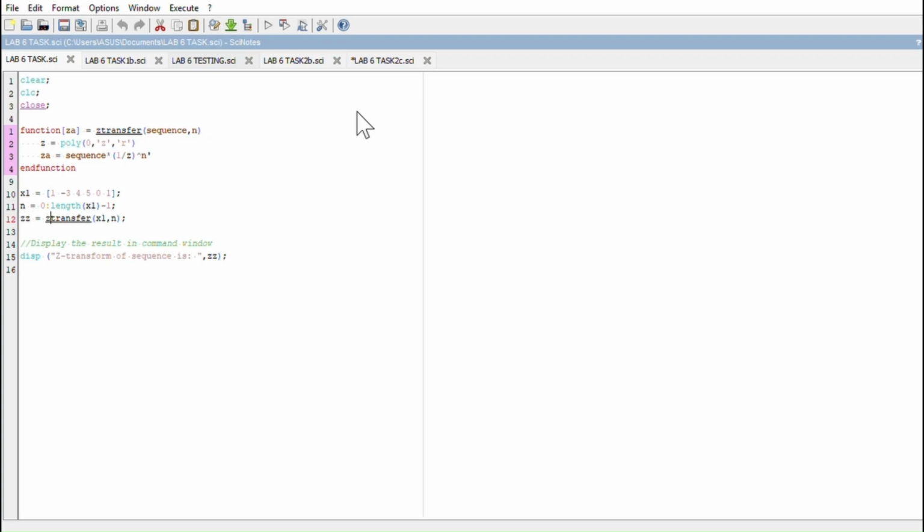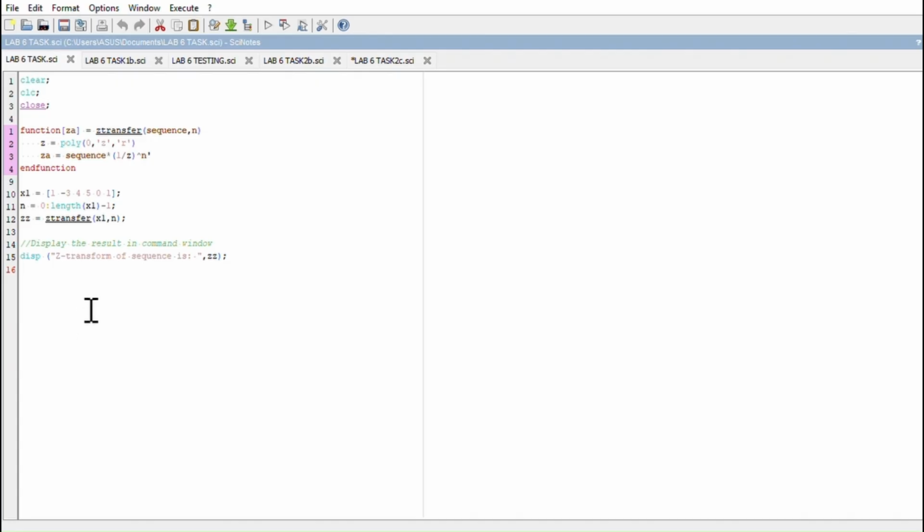Okay, so I will be explaining this code which will be used for our lab 6 task. For this part, this is task A, and this is the code for questions 1A and 1B. This function will declare a new custom function named ZTransfer, and it will take two inputs, sequence and n, and outputs the result at ZA.